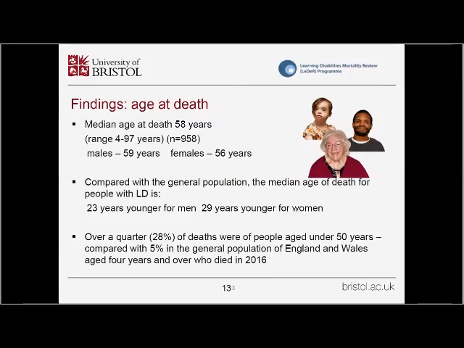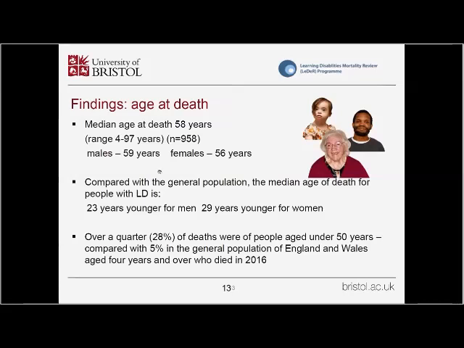So the median age at death, as Giles explained, for people with learning disabilities who had died was 58 years. Remember that this relates to people with learning disabilities aged 4 years and over when they died. The youngest person who died was indeed 4 years. The oldest was aged 97 years. And the median age at death for males was 59 years and for women 56 years.